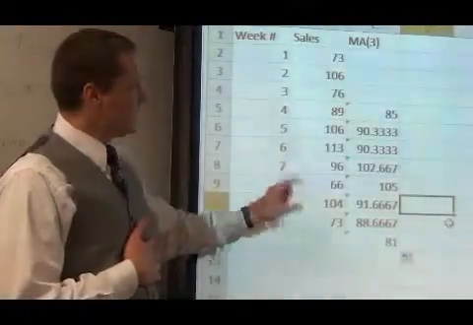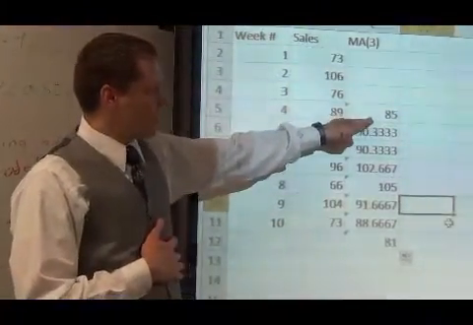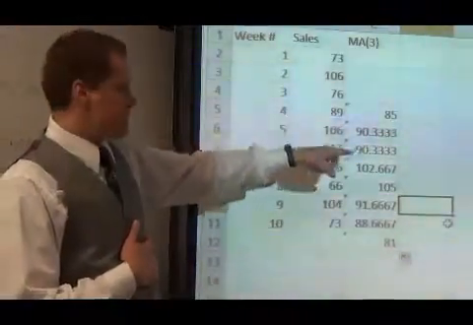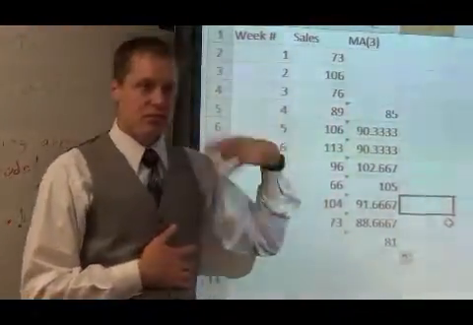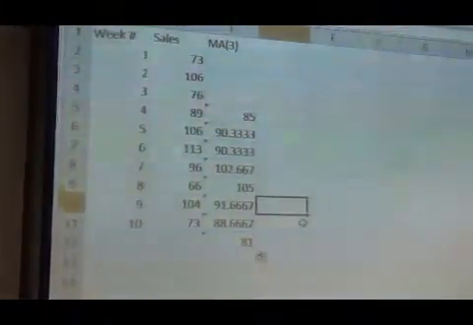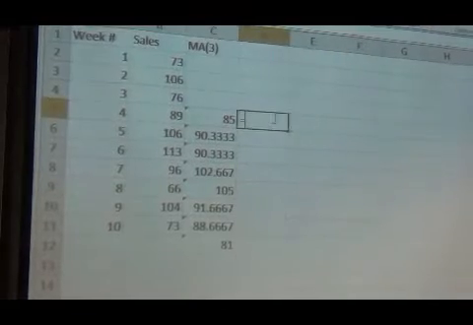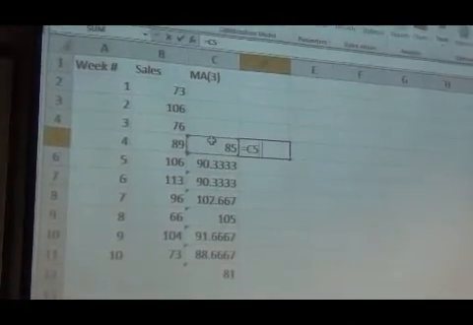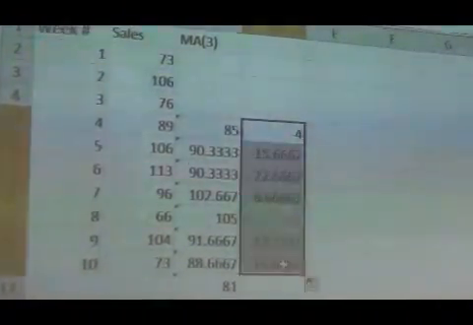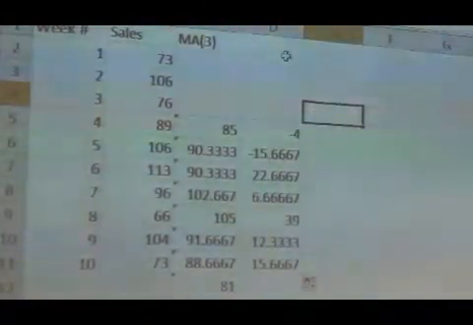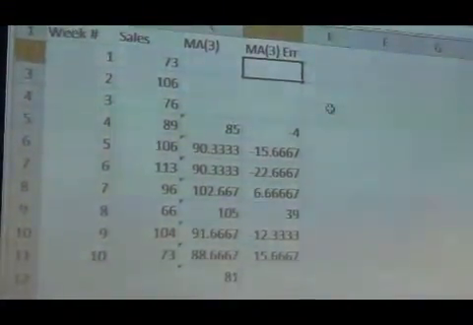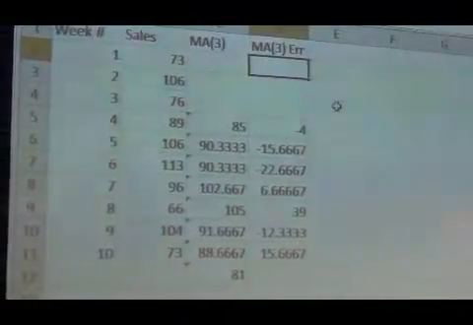So let's see. If we were going to compute the error between my prediction and my sales, easiest thing is just take one minus the other, right? So what's the difference between what I predicted and what it really was in weeks 4 through 10? So if I take C5 minus CB5, that gives me an error. And I can fill that down and compute the error. So this is moving average model 3 error, okay, in column D.